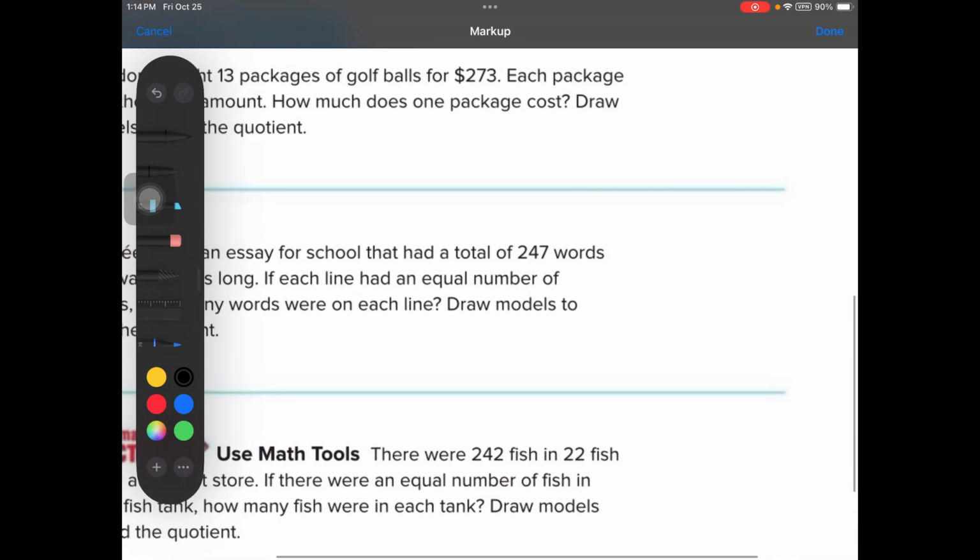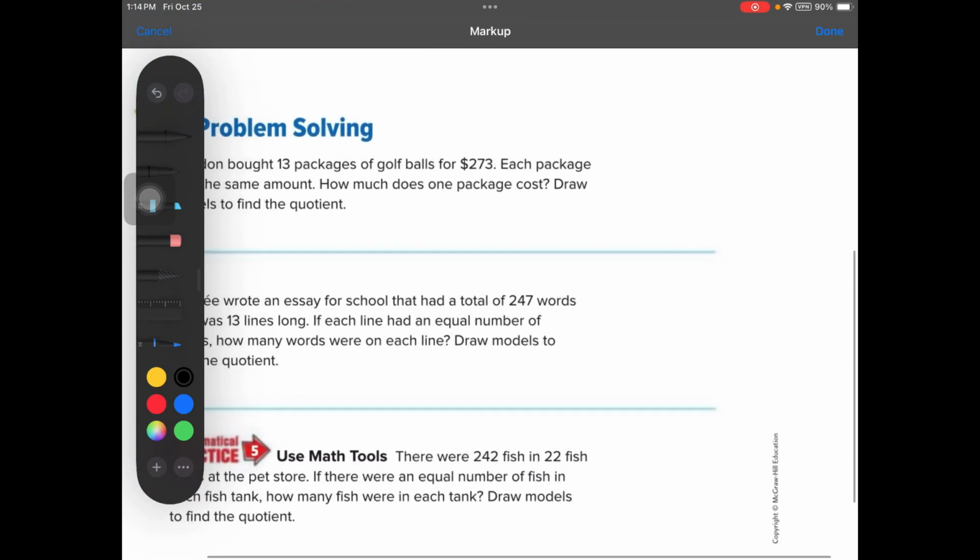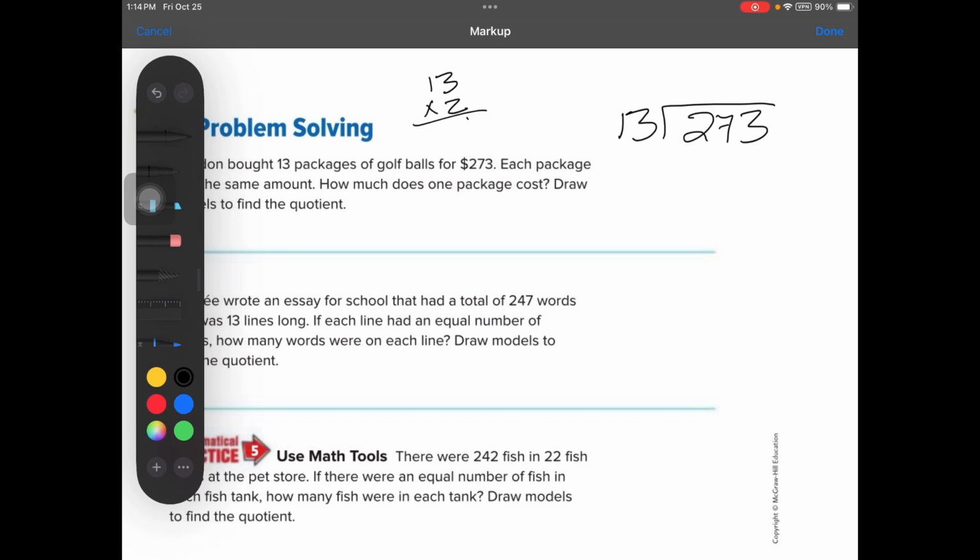So we're going to set up our problem. 13 will go into 273. Let's begin. How many 13s can you fit into 27? Can do a couple of guess and checks. I'm going to try 2. 26. Ooh, that's pretty close. Let's go for it. 2 times 13 is 26. There's 1 left over. Bring the 3 down.